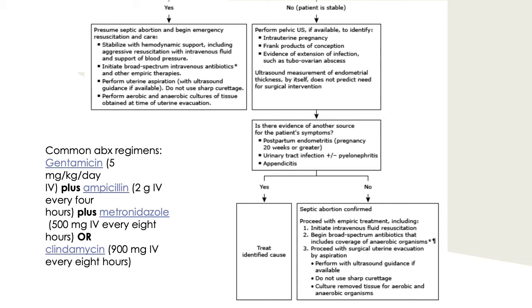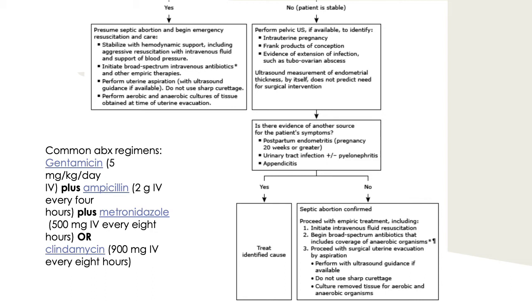Once a patient is stable, you will discharge them with 10 to 14 days of oral antibiotics, which are usually doxycycline 100 milligrams BID or metronidazole 500 BID. If a patient is stable, then you may take the time to perform a pelvic ultrasound to identify if there's an IUP, if there's frank products of conception, or any evidence of extension of infection such as a TOA.